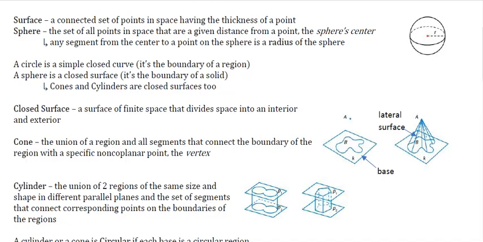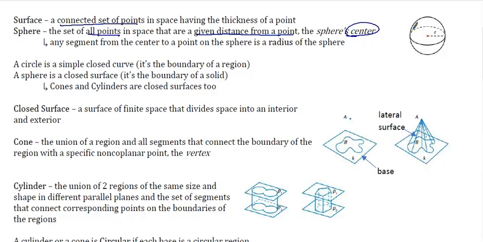First of all, a surface is a connected set of points in space having the thickness of a point. So just any surface, it's a connected set of points. A sphere is the set of all points in space that are a given distance from a point. That's the sphere's center. Here I have these lines that come forward and go up and below and behind, just a sphere.